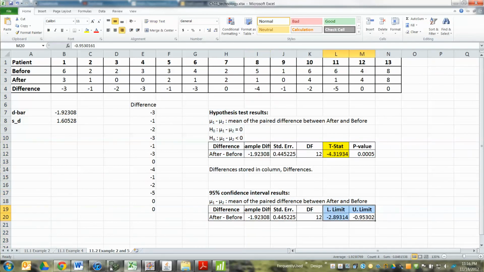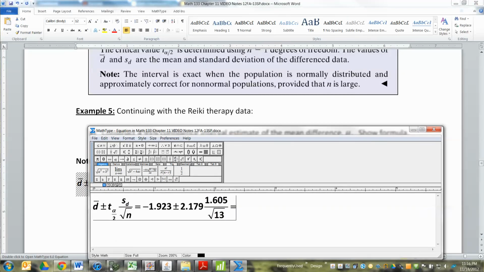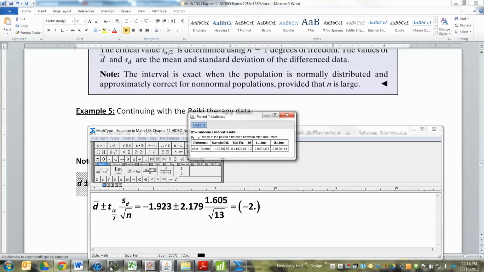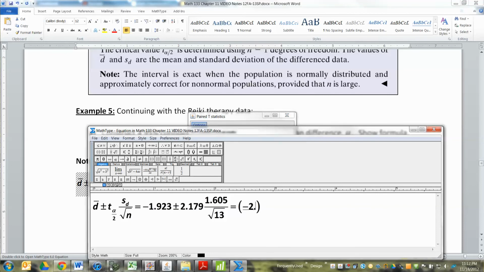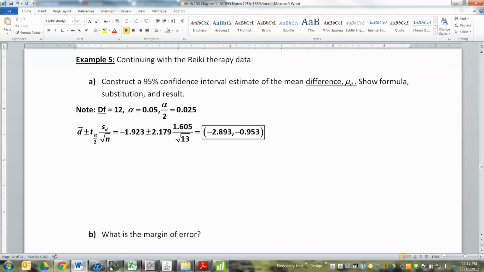And there you go. You can see the numbers, negative 2.89 to negative 0.95. So that's what you write down. I'll write it right here. Negative 2.893, comma, negative 0.953. And there you go. That's your confidence interval. Done. And of course, you didn't really need StatCrunch, but isn't it a lot easier when you use it?